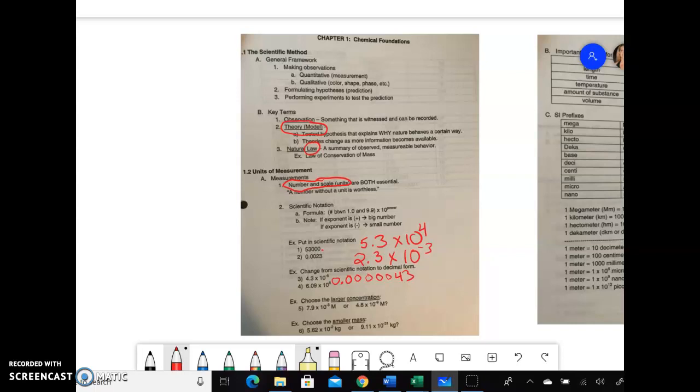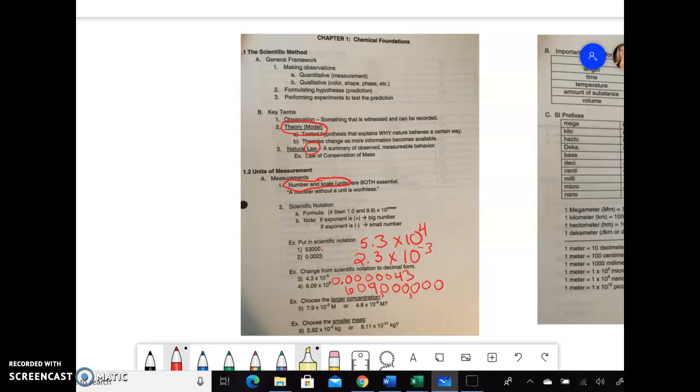And then for the last one, the reason I knew to go to the left before is because the exponent was negative. For this one, we're going to go to the right 8 places. So 1, 2, 3, 4, 5, 6, 7, 8. Let's add some commas so you can see it a little better. So 609 million is also written as 6.09 times 10 to the 8th.